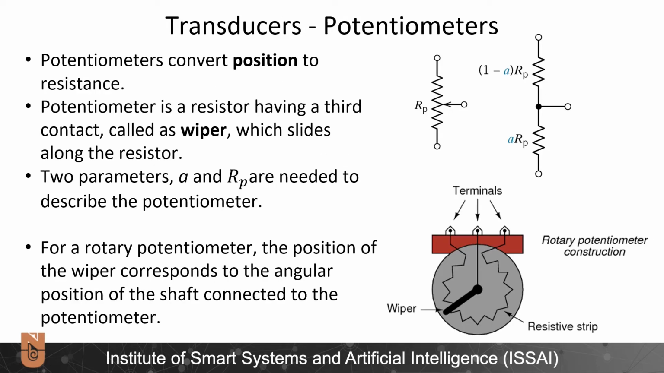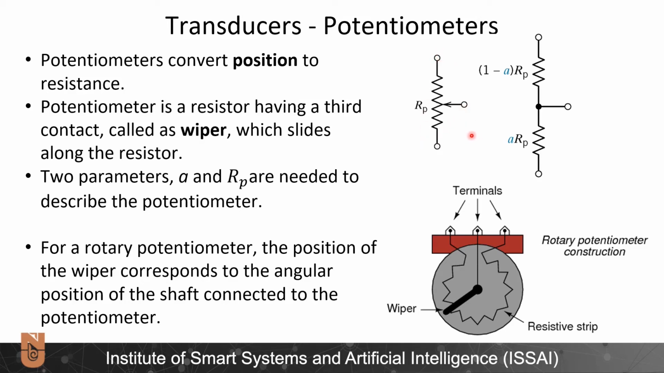Here is an example of a transducer, the potentiometer. Potentiometers convert position to resistance. A potentiometer is, in a sense, a resistor having a third contact called a wiper, which slides along the resistor. So it's a three-terminal device: 1, 2, and 3.